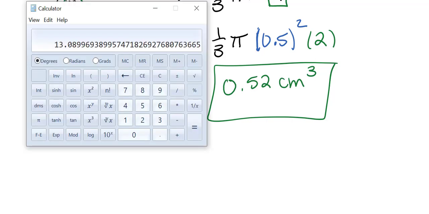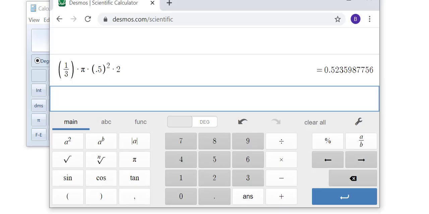So if you have a simple calculator like this, that's how you could have solved it. Or if you have a calculator that can do a little bit more, you can just plug it in as it follows, and it will calculate for you correctly. That's just one way to do it. I really like this scientific calculator that's just online. It's a free resource, and it's just there for you.